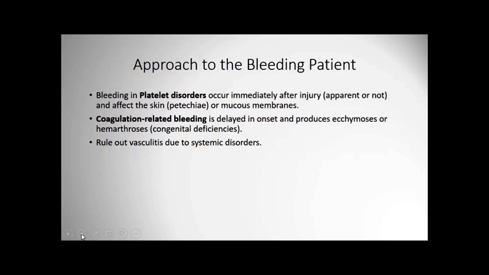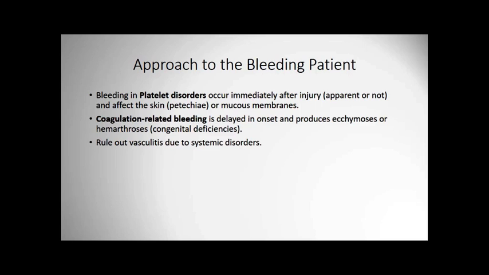So remember, we are going to have two types of bleeding, basically. One that depends on platelets or platelet defects, that is the platelet type bleeding. And we are going to have one that is due to coagulation or blood clotting disorders. Okay, that will be our approach to the patient. What is the type of bleeding that the patient has?